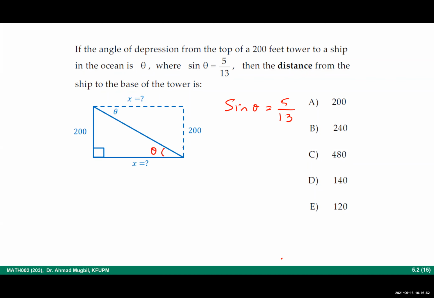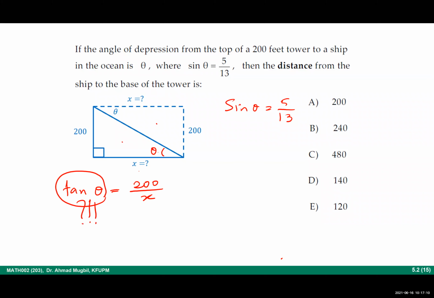Again, this is theta. From this or from this, how to find theta? You will use tangent. Tangent theta equals to what? 200 over x, the opposite over the adjacent. From here, we can find x. The problem is, what is tan theta? How to find tan theta? Tan theta, you can find it from here, from this.